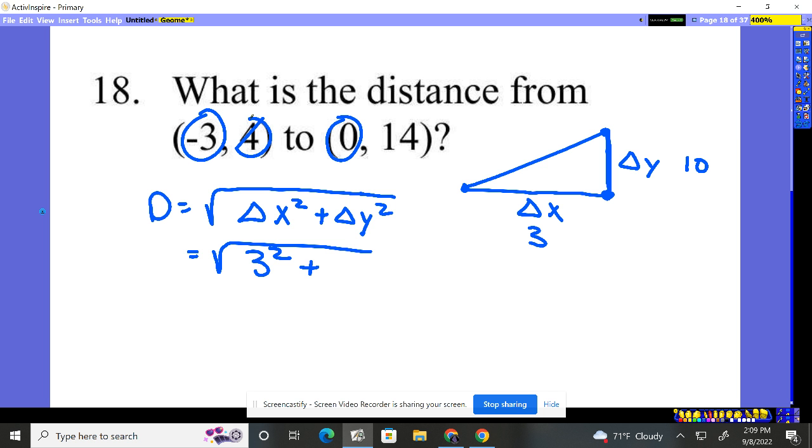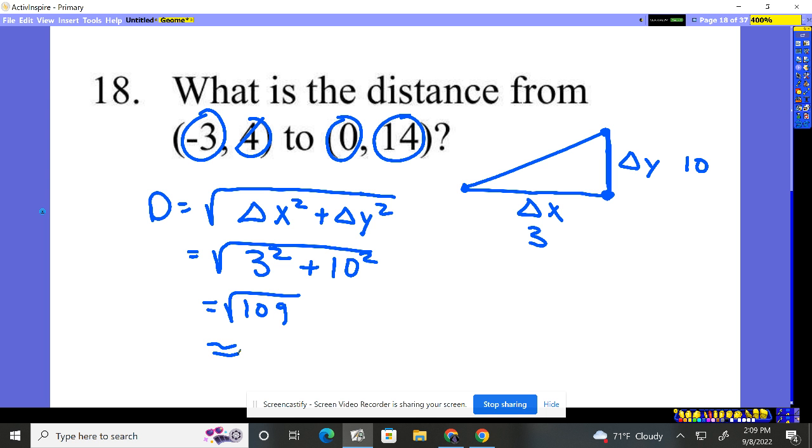Plus, well, distance from 4 to 14. How far apart are those? Those are 10 apart. If you subtract them, you get 10. So 10 squared. So 9 plus 10 squared, that's 109 total when I put those two together, because 3 squared is 9, 10 squared is 100. So it's 109.